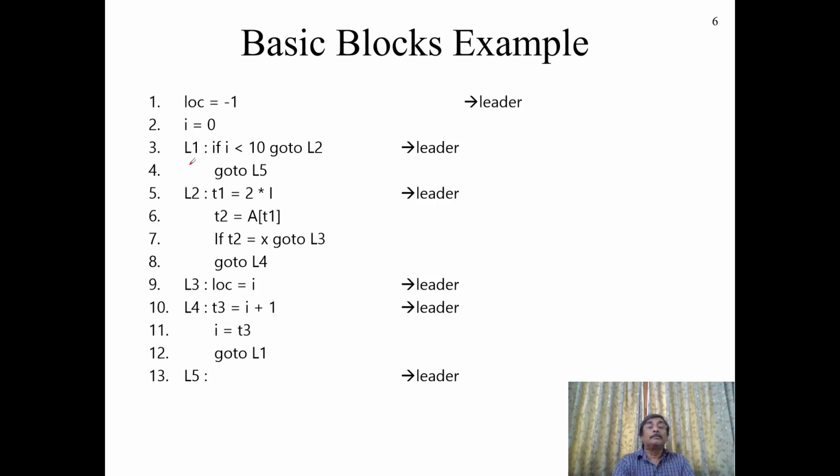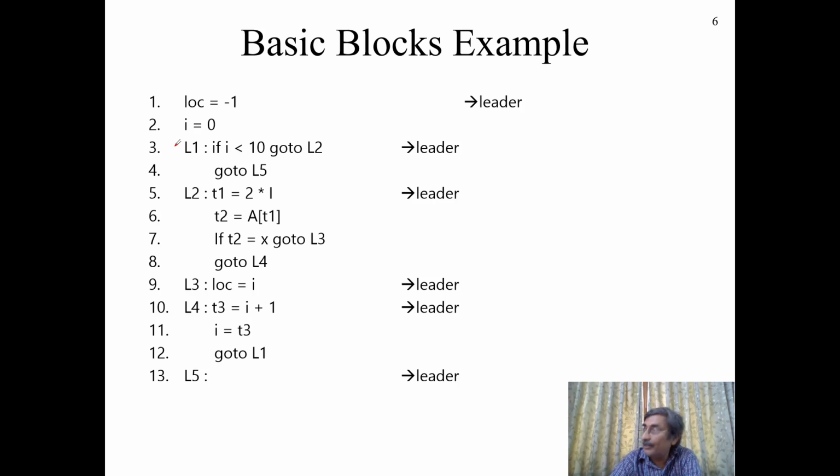L1 is a leader. L4 is a leader, right? So all targets are leaders. In other words, statements which have a label are leaders. Why? What is the purpose of having a label? Only because you are jumping onto it. If you do not jump onto a particular statement, why do you have a label for that? So, all labeled statements or labeled quadruples act as leaders.